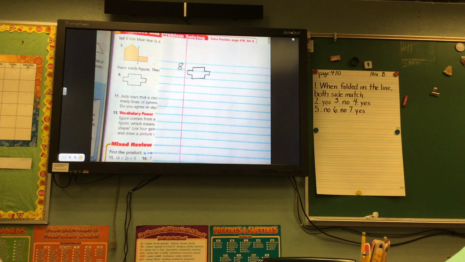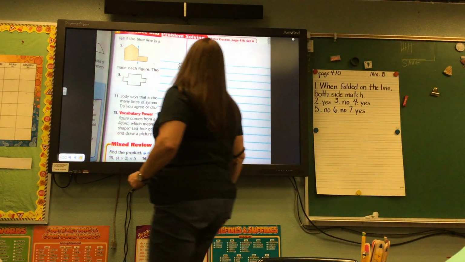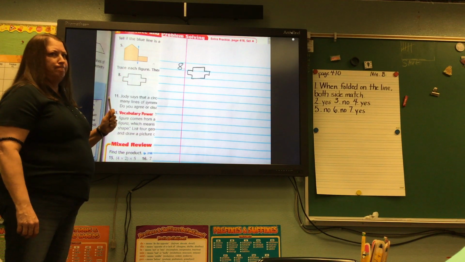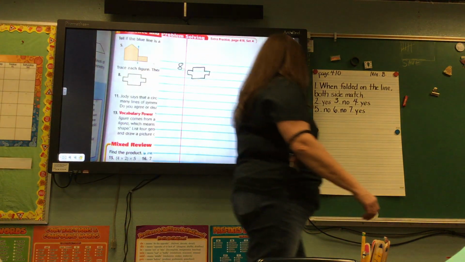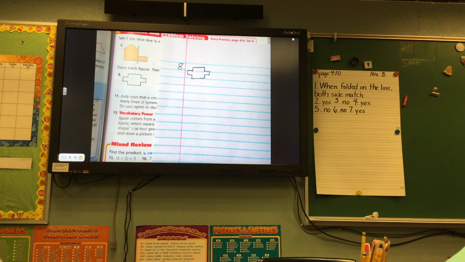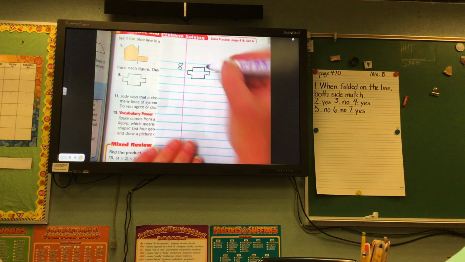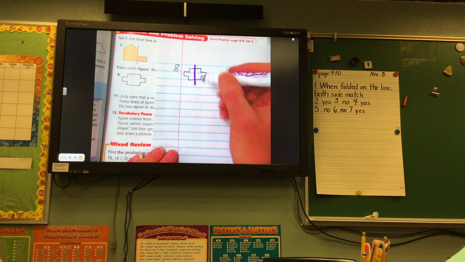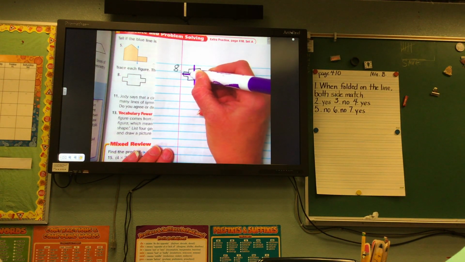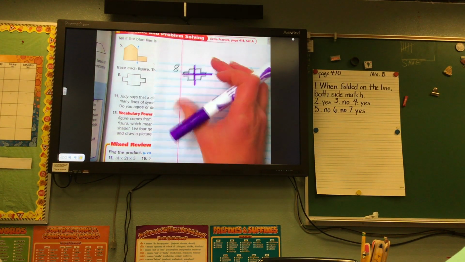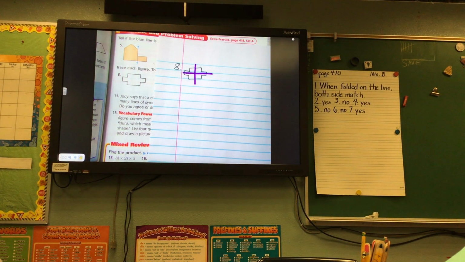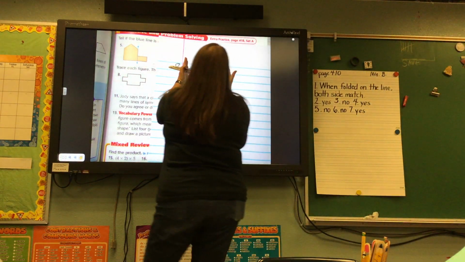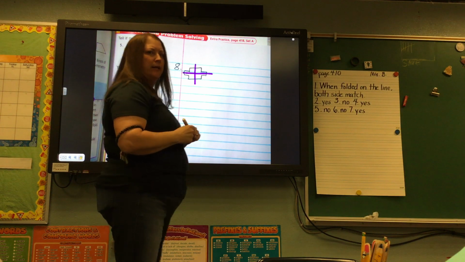Now, let's think about that. Is there a way I could take this shape and fold it so that both sides match? Okay, what do you guys think? Go ahead and grab my marker here. I think, could I fold it right here in the middle? If I folded it in the middle, both sides would match. And I'm also thinking I could fold it this way and both sides would match. I'm not sure about from corner to corner. I don't think those would work, but I do think if I folded this shape in half this way and in half this way, both sides would match for number 8.